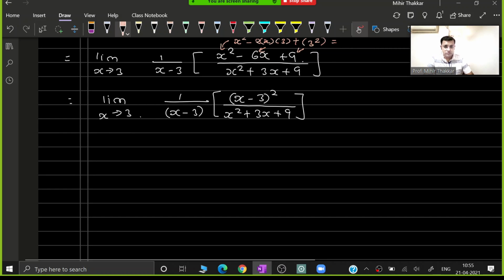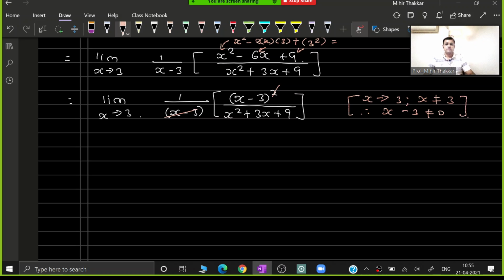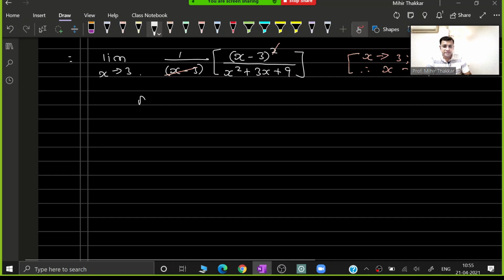Now here, if you cancel off the common factor, you have to write the reason that x tends to 3. So obviously x is not equal to 3, and hence x minus 3 is not equal to 0. Therefore, apply the limit. So here guys, if you observe carefully, on applying limit, it is becoming 3 minus 3 upon 9 plus 9 plus 9. Do not worry about the denominator. The numerator is 0. Therefore, the answer is straight away 0.